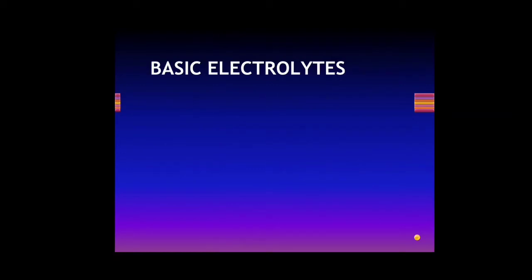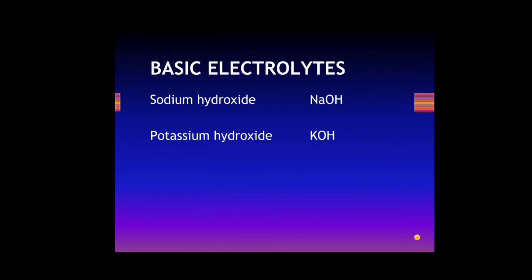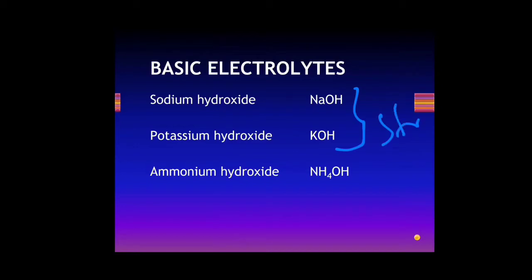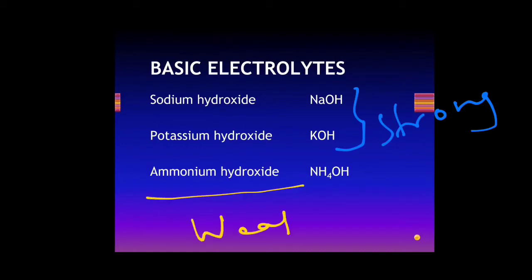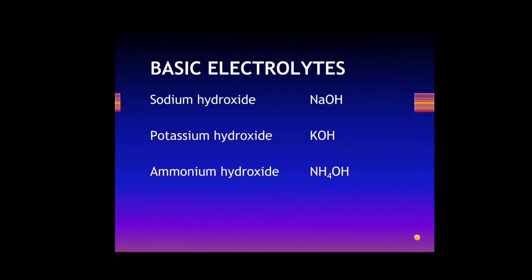Before that, let's see basic electrolytes. What are basic electrolytes? The bases that behave as electrolytes are basic electrolytes. So sodium hydroxide, potassium hydroxide, or ammonium hydroxide. In this also we have the first two examples, which are strong bases, whereas the next one, ammonium hydroxide, is a weak base. It's not a strong base.